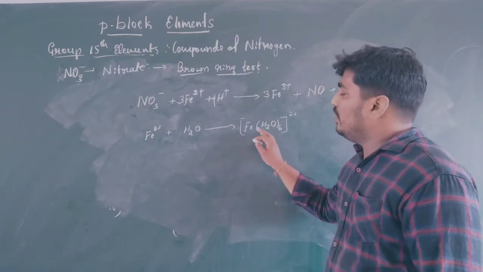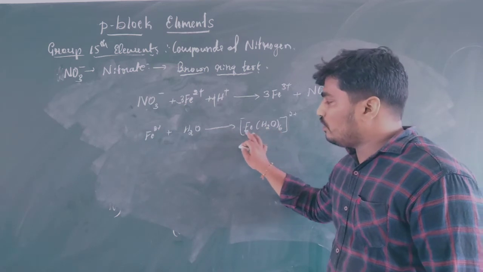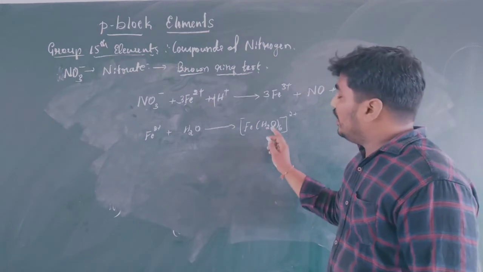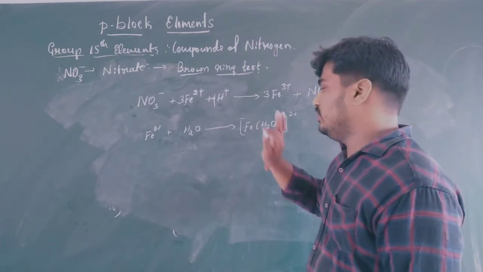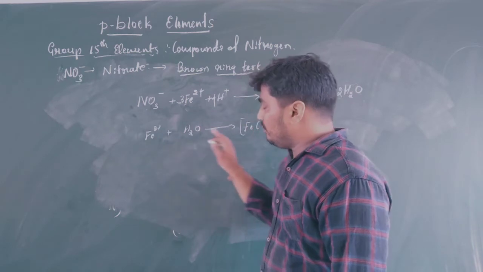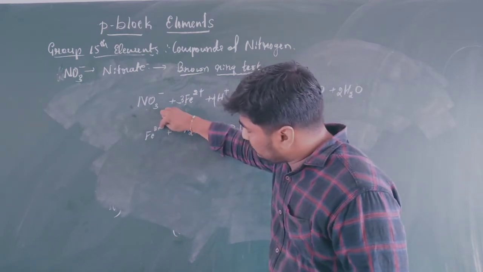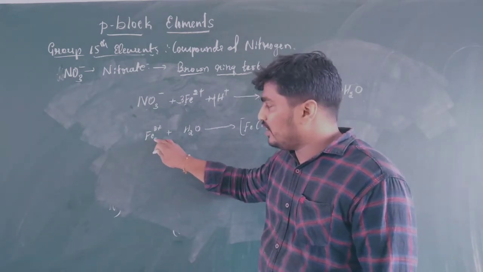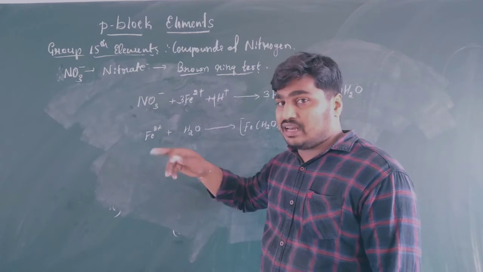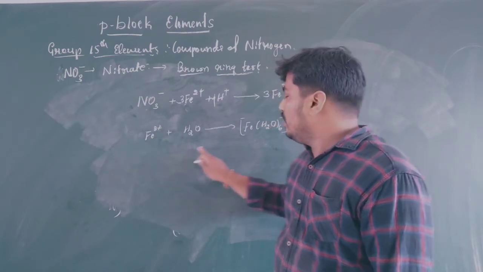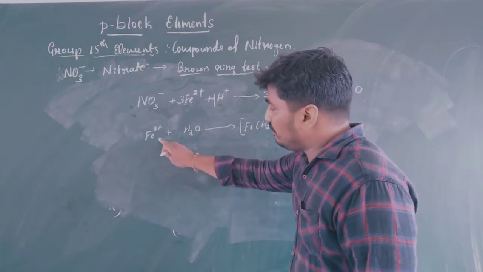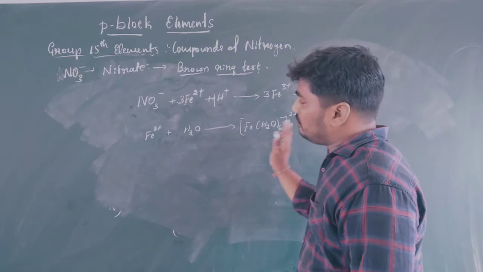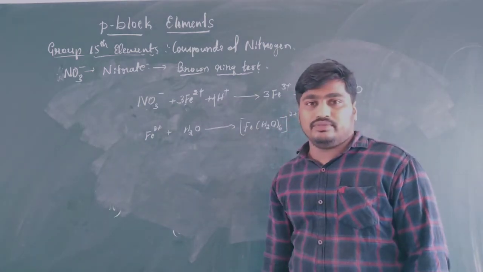It is hexaaqua iron(2+). Okay, hexaaqua iron 2+. What is the reason of showing +2? It is in the ionic form. Suppose it is in the compound form, then it is FeSO4, freshly prepared ferrous sulfate. If we consider ferrous sulfate, then it produces a sulfate complex. Okay, I am simply representing it in the ionic form.